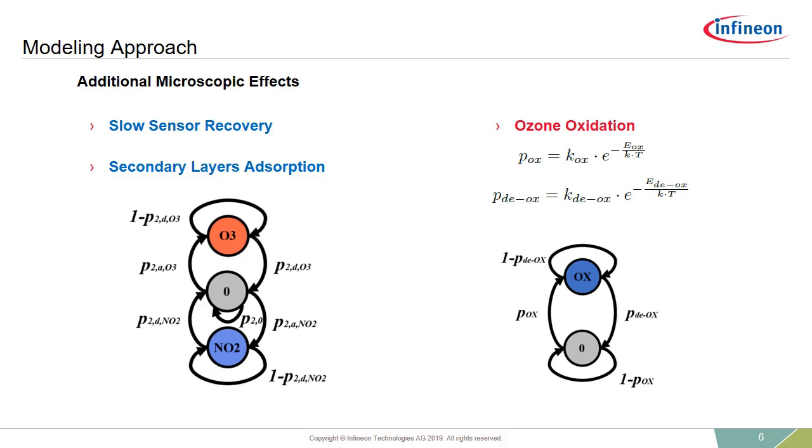An effect causing an upwards drift, for instance, would be ozone oxidation, which describes the chemisorption of an adsorbed ozone molecule, which might lead to epoxide groups on the sensor surface, which affects resistivity. Therefore, a third Markov process is introduced to sample this effect as well.